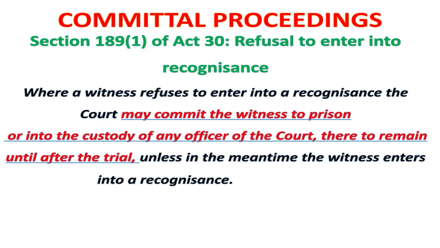If the person is not in court, the court is supposed to inform the accused person that he can give their names to the registrar. The registrar shall send them the summons. And if they refuse to come, then they shall be put into prison, there to remain until after the trial. If they come and refuse to enter into the recognizance, look at section 189, subsection 1. Where a witness refuses to enter into a recognizance, the court may commit the witness to prison or into the custody of any officer of the court, there to remain until after the trial, unless in the meantime the witness enters into a recognizance.